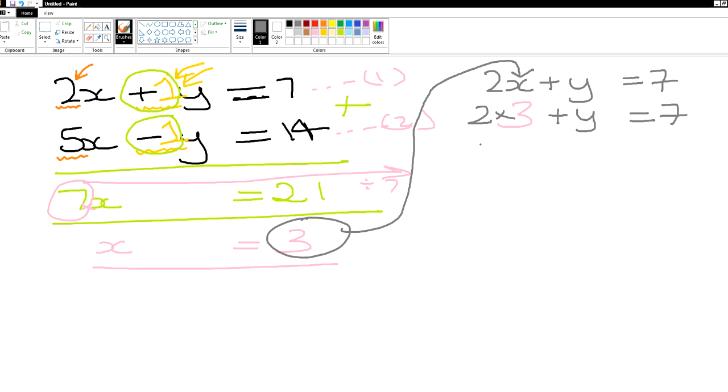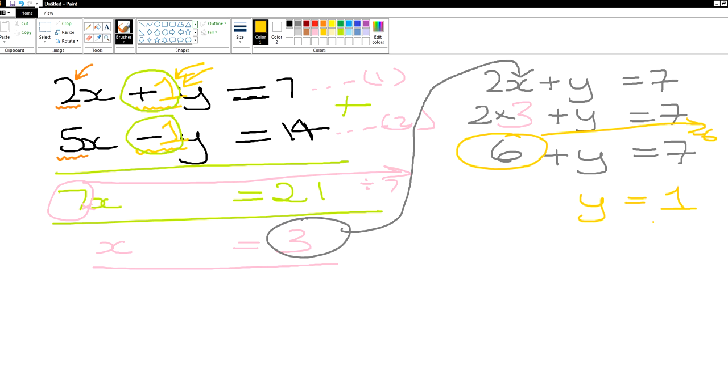Okay. 2 times by 3 is 6. 6 plus y is 7. Okay, you happy with that? Now we need to work out the y value. So the opposite of add 6 is subtract 6. So y is equal to 7 minus 6, which is equal to 1. So the two answers are x equals 3 and y equals 1.